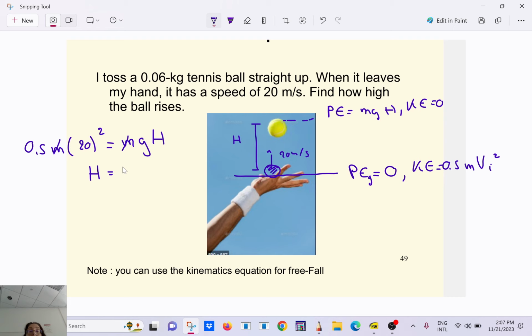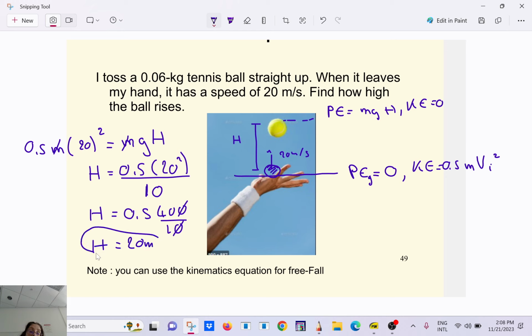1.2? 1.2? You sure? Maybe I made a mistake. Over 10. So h equals 0.5 times 400, divided by 10. Oh, twenty. Do you agree? Yes.